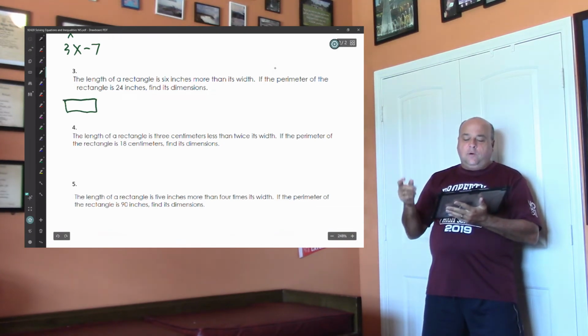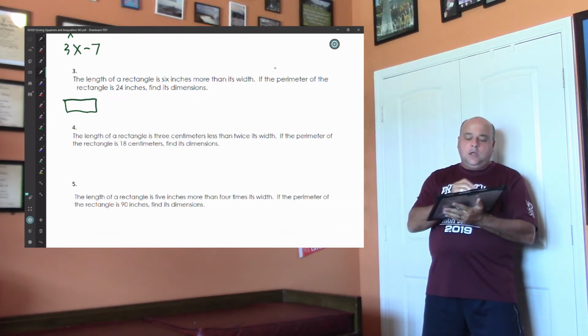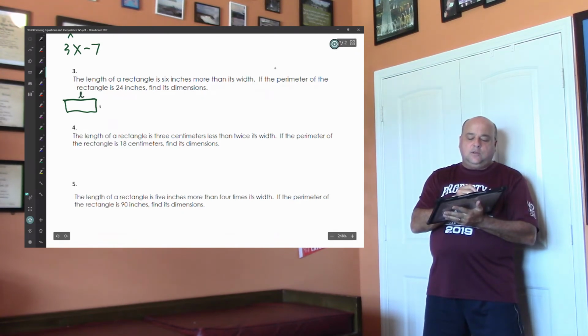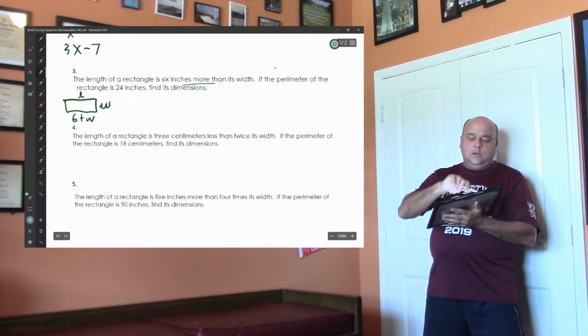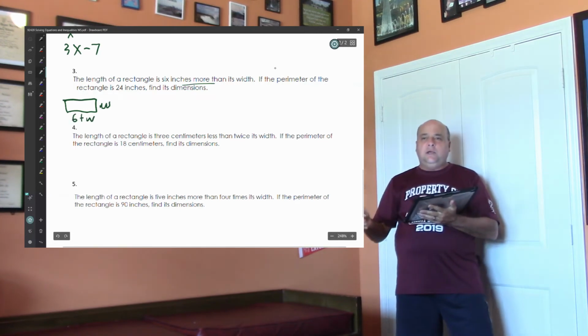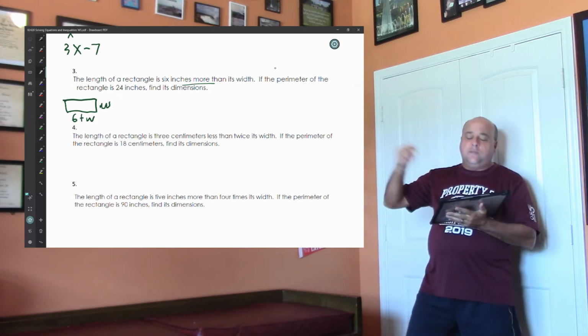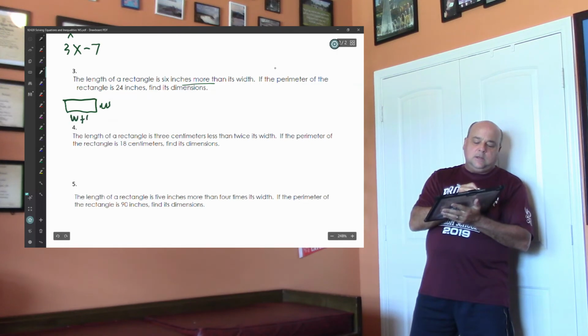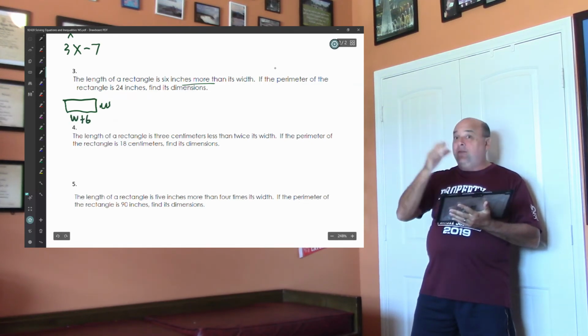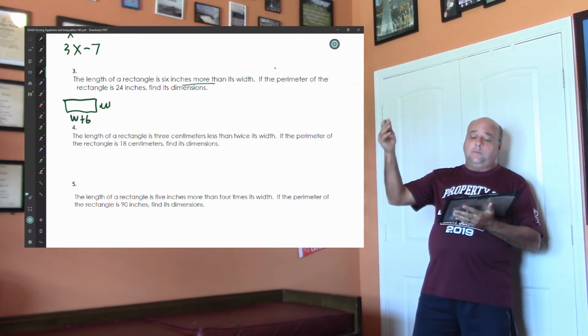The length of a rectangle is 6 more than its width. Usually the length is the long edge and the width is here. So we're going to let the width be w, and the length will be 6 more than the width, or w plus 6.